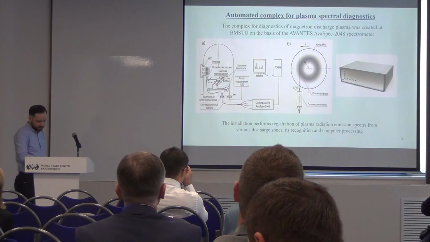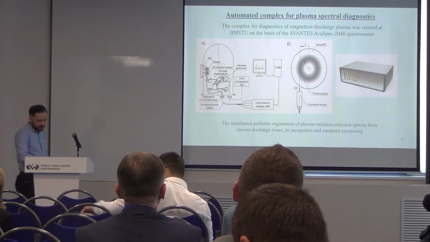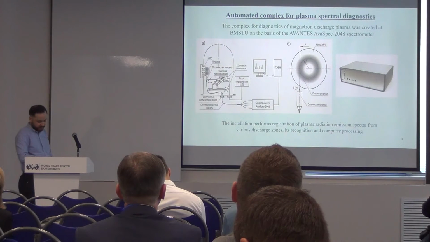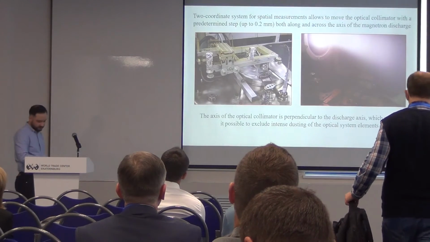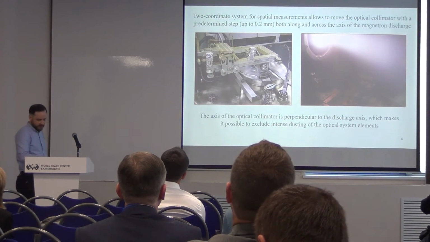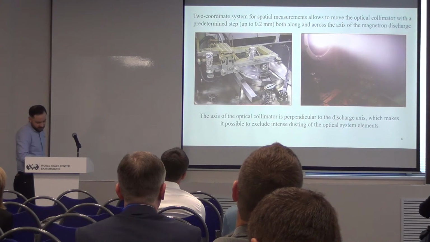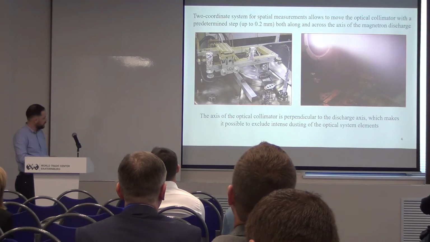The method of spectral diagnostics is based on the registration of spectra from different areas of the discharge of the magnetron with electromagnets using a specially developed three-coordinate optical collimator positioning system with a system of diaphragms and collimating lenses based on drives with stepper motors, which is shown on this slide. It allows to move the optical collimator with a predetermined step up to 0.2 millimeters, both along and across the axis of the discharge.